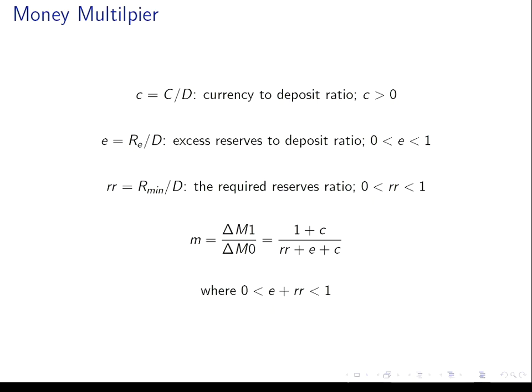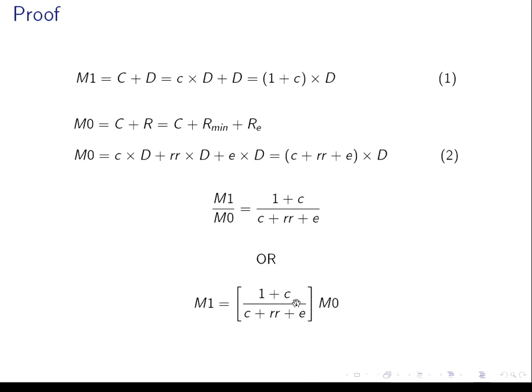How do we get this? It's a pretty straightforward proof. We just express money supply M1 in terms of these ratios. We express monetary base in terms of these ratios, and then we divide them. That's it. So the first step is money supply M1. What is money supply? It is currency plus deposits. So we can write currency C as simply equal to the currency ratio into deposits, right? That's straightforward, plus deposits. So that's 1 plus c into the total deposits.